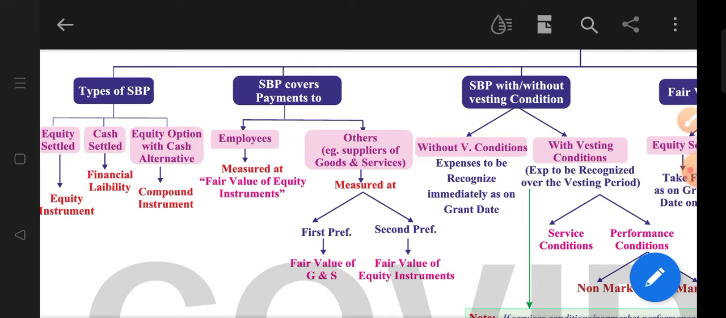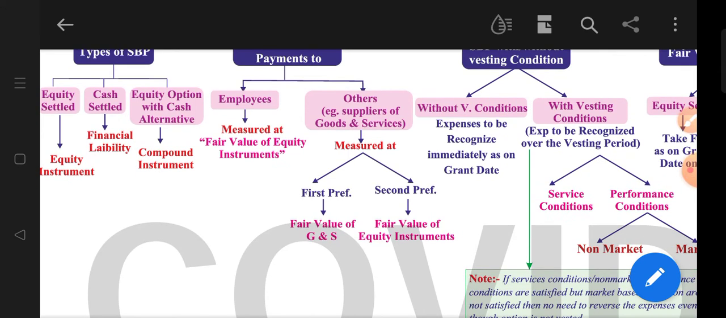Okay? If it is to others, for example if they are providing to the suppliers of the company or any persons of the company, then it has to be measured at the fair value of the goods and services. For example, they buy goods, and instead of cash the company is providing shares. In that case, whatever the fair value of the goods and services received, we have to measure the shares at that value. And the second preference is the fair value of the equity instruments as on the date; we have to record that. That is the second preference in case of others.